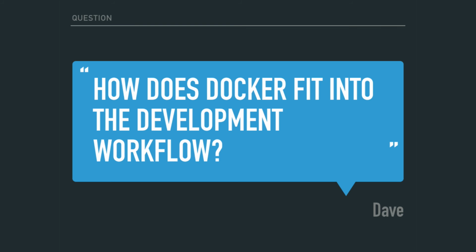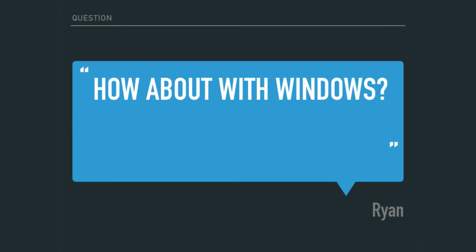So now here's a tricky question. Ryan asks, how about with Windows? Well, actually, you can run Docker on Windows. But what you'll be running is a VirtualBox instance of Ubuntu, which will have Docker on it. Why are Windows and Docker not sitting in a tree? Well, actually, there will be.